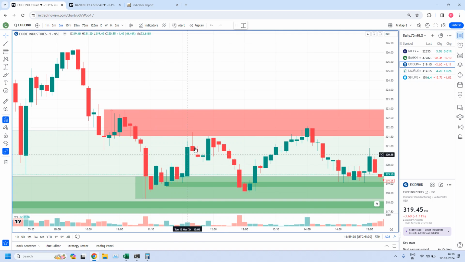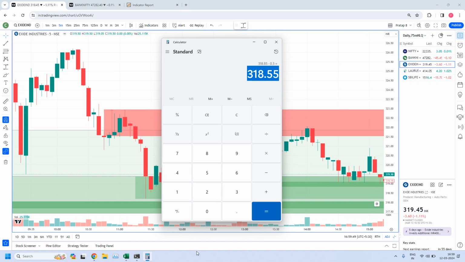And here again, next time when it reached, we got another entry, but here it just pierced the zone. It's not pierced, it's violated. This 5-minute zone is violated, but within our stop loss buffer. That's why we did not exit from the trade. We would have exited if prices went below 318.55. But prices came down to 318.55 and stopped, and then they reversed.